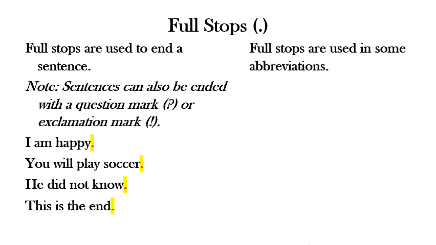Right. Abbreviations. Some abbreviations have to contain full stops. There's, for example, e.g. Right? And that's actually from Latin. The Latin words are exempli gratia. But you don't need to know that. All you need to know is that e.g. means for example, and it must contain full stops, otherwise it's wrong. Okay, i.e. means that is, again from Latin, id est, and it must contain full stops, otherwise it's wrong.